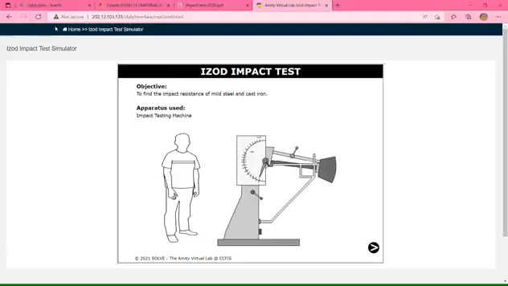Today we're going to present about the Izod impact test. The objective of the Izod impact test is to find the impact resistance of mild steel and cast iron. The apparatus used is an impact testing machine.